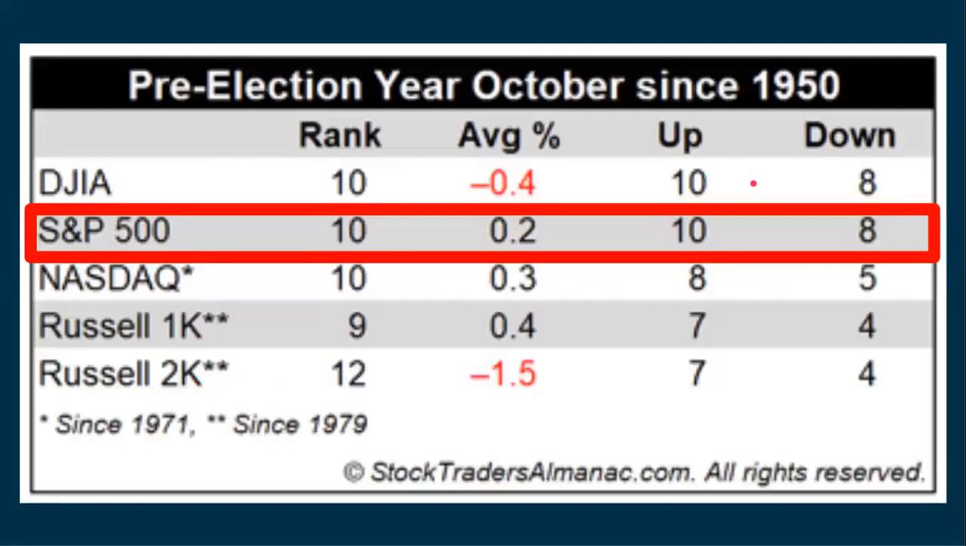And then this is a pre-election year, just looking at October, going back to 1950, where we've been up 10 out of 18 times and down 8 out of 18 times. So there's a slight up advantage in the month of October during a pre-election year.